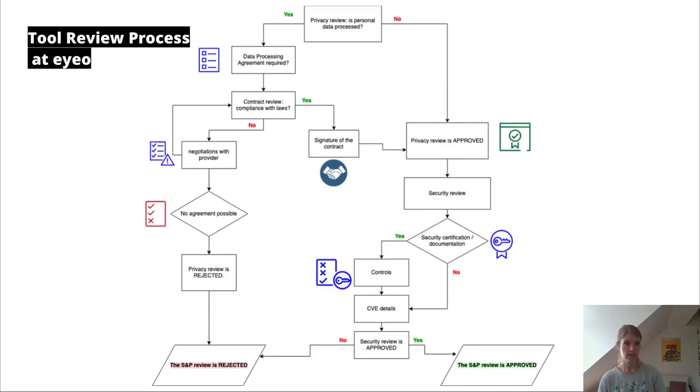Based on that, we are starting two processes. First, we are starting with the privacy review process, and there we are checking whether a data processing agreement is required. That is always the case when the tool provider has access to personal data. That is already the case if they are providing maintenance or doing usual hosting. So basically, almost all the time when we're talking about software as a service. If so, we are starting a contract review and checking whether the documentation the provider has provided to us is compliant with the applicable laws, basically the General Data Protection Regulation.